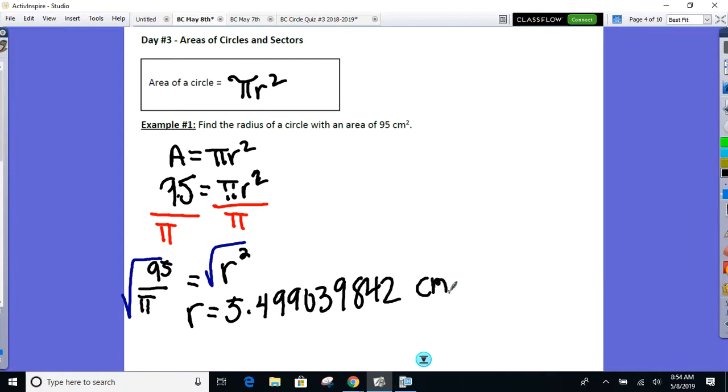Centimeters, should I have it square centimeters? Nope, let's not be silly. Okay.